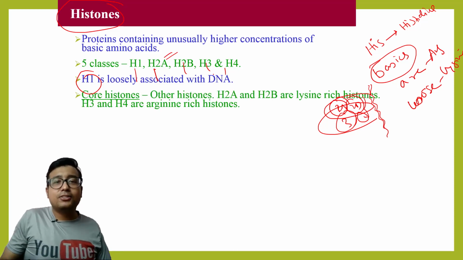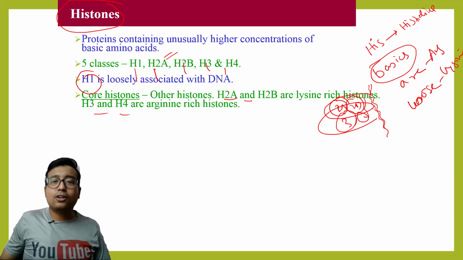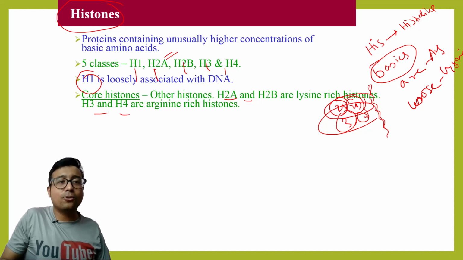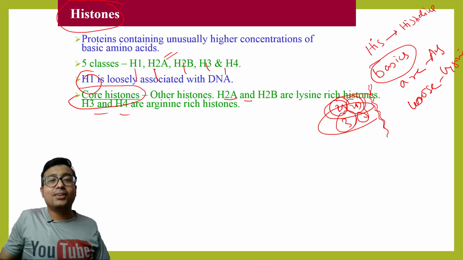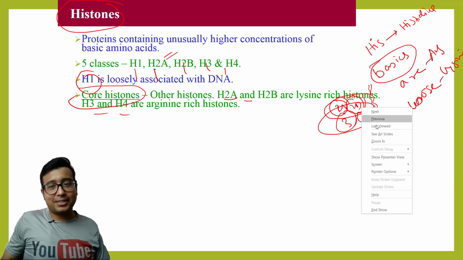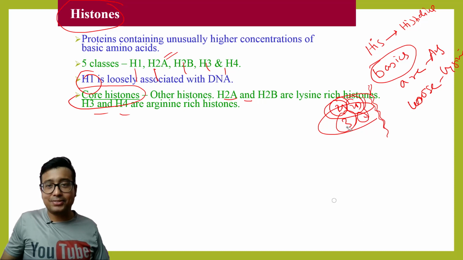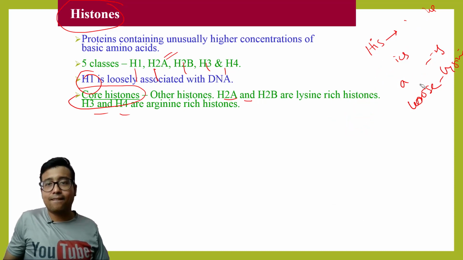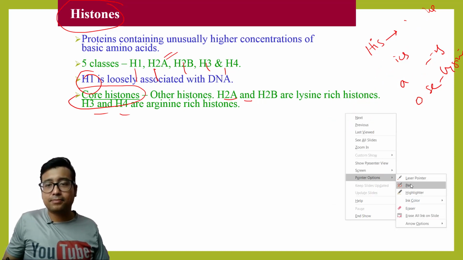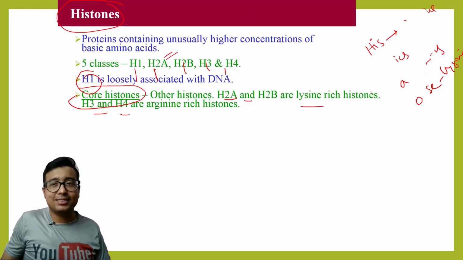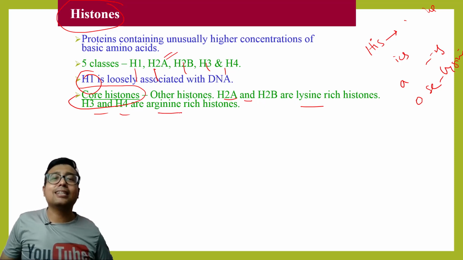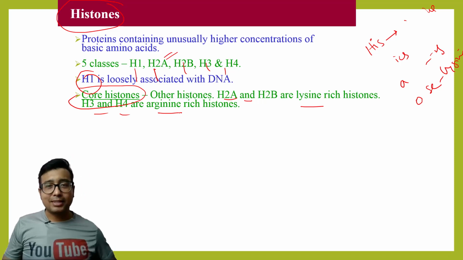So H2A, H2B, H3 and H4 are core histone proteins, okay? These are core histones, all right? So as I told you, again I need to erase it. I am making a mess of this thing. So H2A and H2B are lysine rich, okay? And H3 and H4 are arginine rich. I already told you lysine and arginine are also basic amino acids.